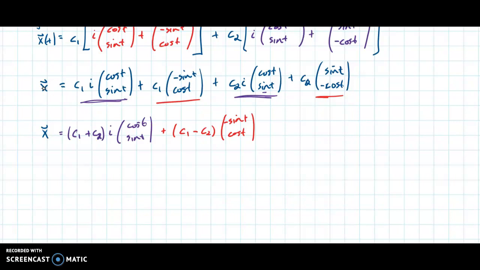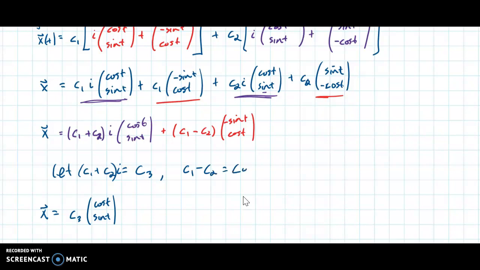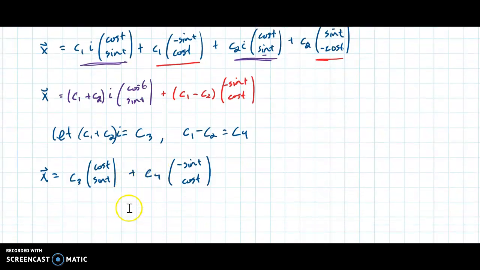And what I want to do next is say let C1 plus C2 equal a new constant, C3. And I'm missing a piece there, my i. It's very important. So basically, I am letting this entire thing equal a C3. And what that's going to do is give me x equals C3 times cosine t sine t. And then I'm going to let C1 minus C2 equal a new C4. And what's that give me? Plus, well, if this is a C4, C4 times negative sine t and cosine t.